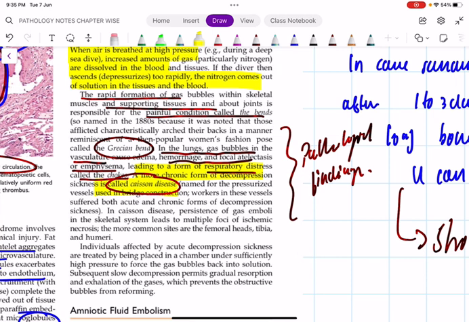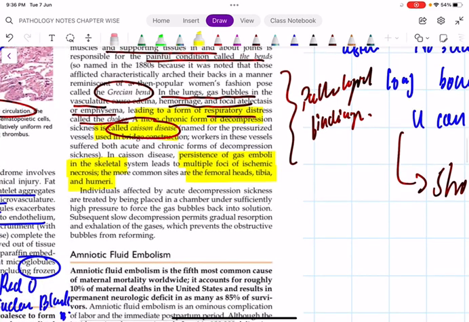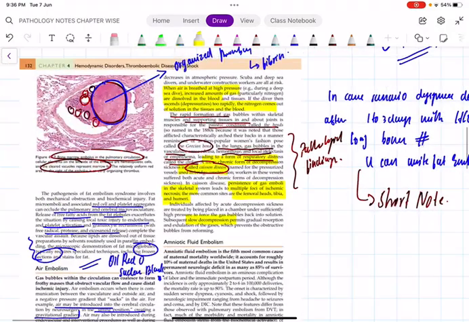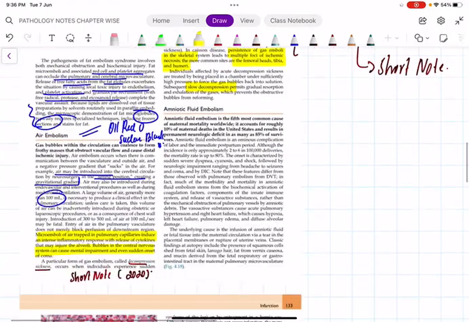What will happen here? There will be gas embolism in the skeletal system, with multiple foci of ischemic necrosis, more commonly on the head of the femur, humerus and tibia. So in order to prevent this, we have to allow slow decompression, or ask the divers to ascend slowly. This is what we call Bends disease.